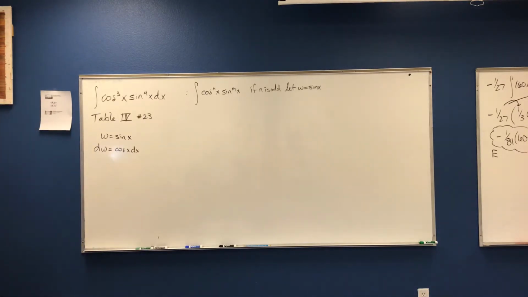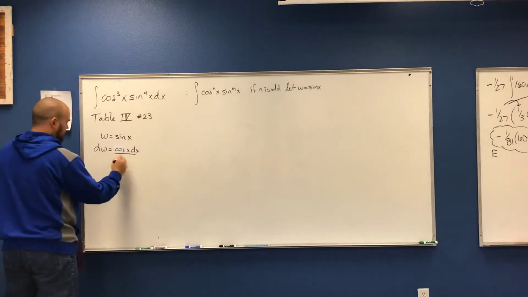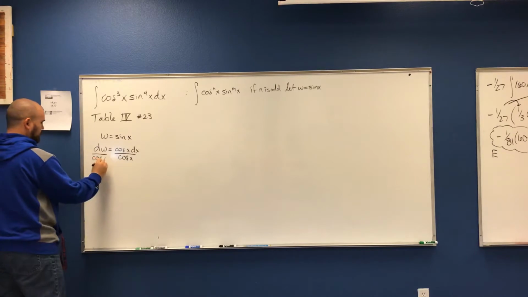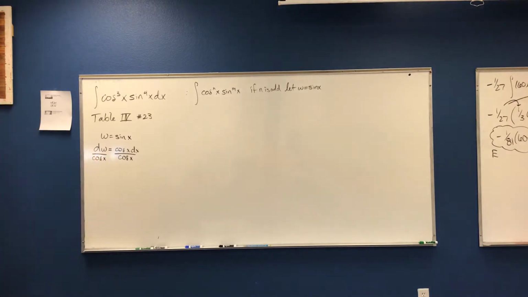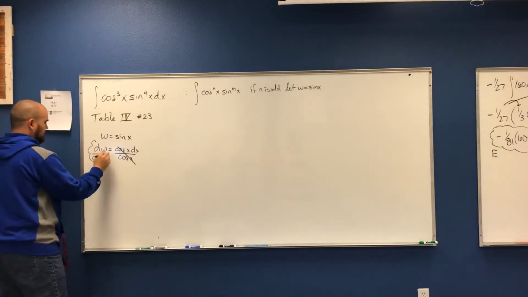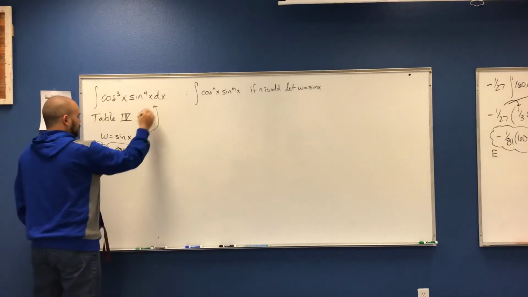That way we can solve for dx, dividing both sides by cosine. We're doing u substitution here, or I guess w substitution. And now we'll take this and plug it into the original, along with taking w and plugging that into the original.